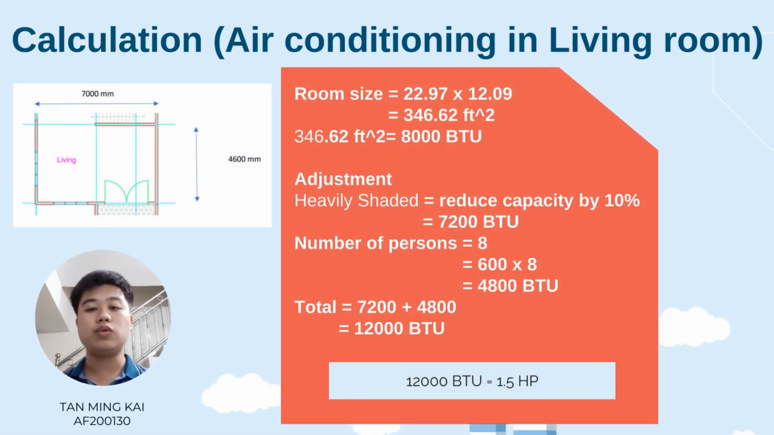Next, we proceed to the calculation of air conditioning. The room size of the living room is 346.62 feet square. The BTU value is 8,000. Due to the condition being heavily shaded, we reduce the capacity by 10%. The number of persons is 8. The BTU value is 4,800. The total BTU is 12,000 BTU, which is equal to 1.5 horsepower. Hence, we have to install a 1.5 horsepower aircon in the living room.